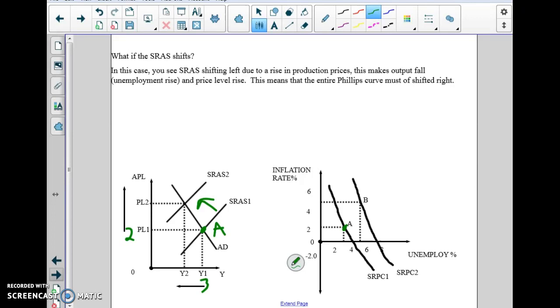Well, look what happens. We have negative SRAS. We have that cost push situation. What we have is rising price levels, but we also have rising unemployment with that falling output. You can't show that on the Phillips curve.